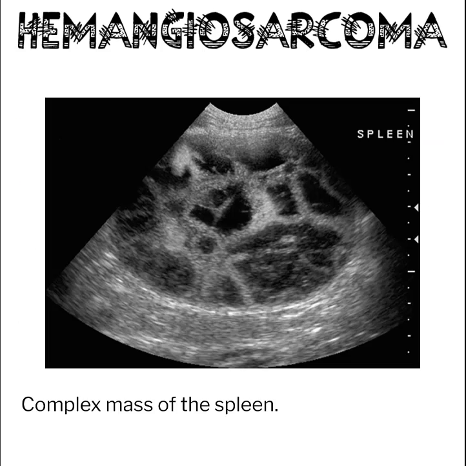So here's an example of a hemangiosarcoma. We can see that it looks like it's full of septations, thick septations, kind of debris, a very complex appearance to this mass.